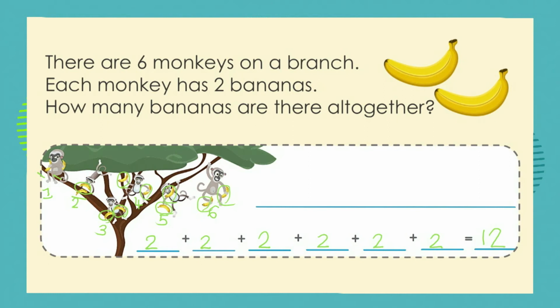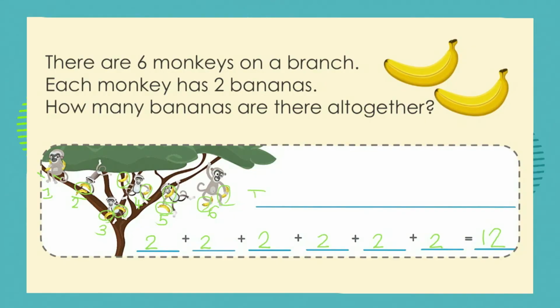So can you see, grade 1s, when we say 2 plus 2 plus 2 plus 2 plus 2 plus 2, it is going to give us 12. So we have said 2 plus 2 6 times, and that has given us 12. So let's write our sentence. There are 12 bananas all together.